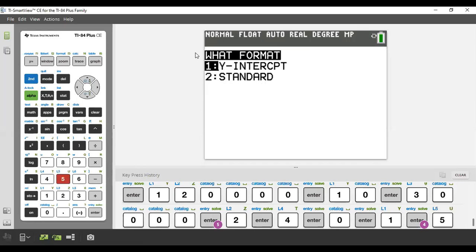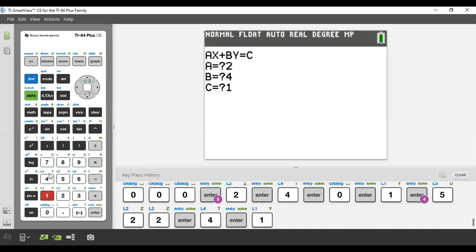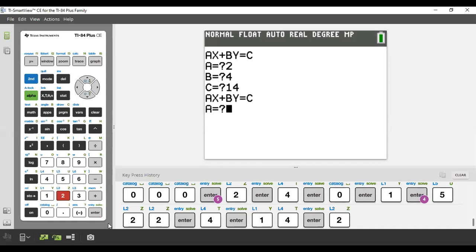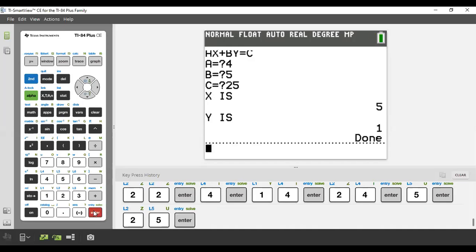And then both of those equations are in standard form. So we put 2, and the coefficient was 2, enter, and 4. And then 14 was the constant. And then the other equation was also in standard form. The coefficient for the x term is 4, the coefficient for the y term is 5, and the constant is 25. Enter. And it tells us x is 5, y is 1.